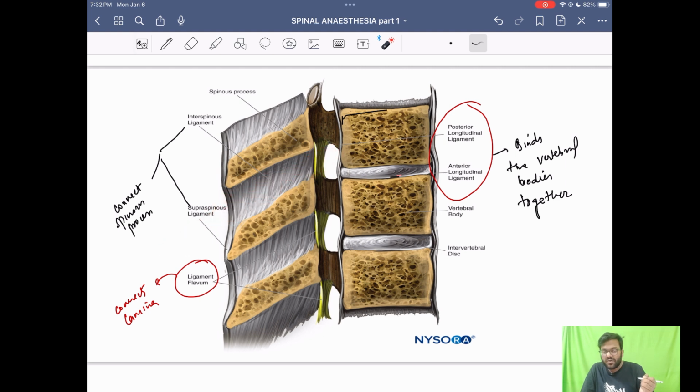After the ligamentum flavum, what you are going to pierce is the dura mater. After the dura mater, the space is the subdural space, and after the subdural space, you are going to find the arachnoid mater. As soon as your needle goes through the arachnoid mater, you are into the subarachnoid space, and that is the target point where you have to reach and deliver your spinal anesthesia drug.